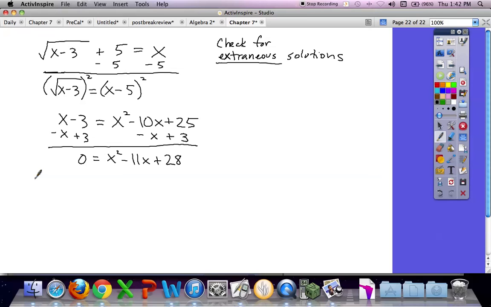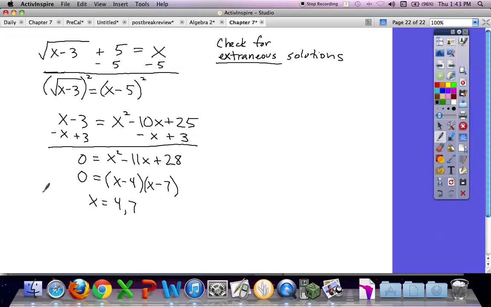Okay, at this point, it is in standard form equals 0. You have a couple options. If it's factorable, factor it. If it's not factorable, or if you can't think how to factor it, then you can use the quadratic formula. This is an easily factorable problem. Two numbers whose product is 28 and whose sum is negative 11 is x minus 4 times x minus 7, which means x equals 4 and 7.